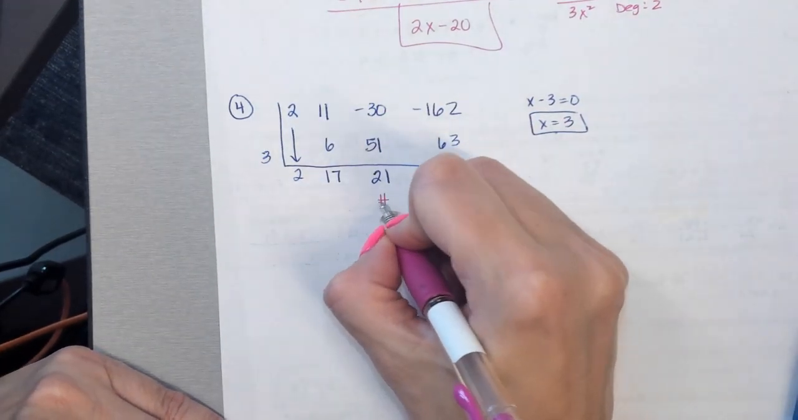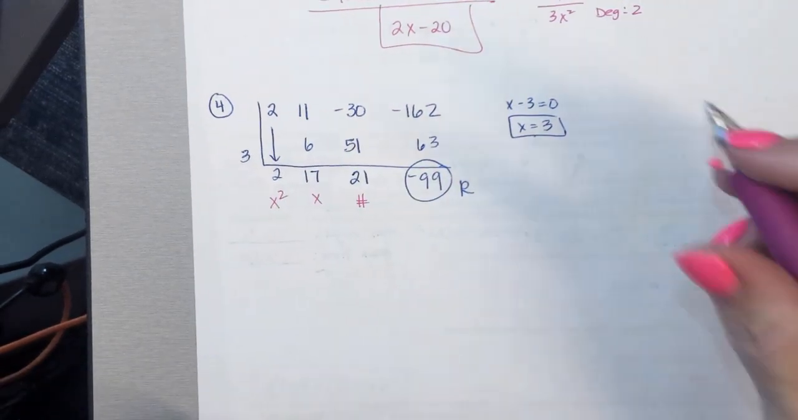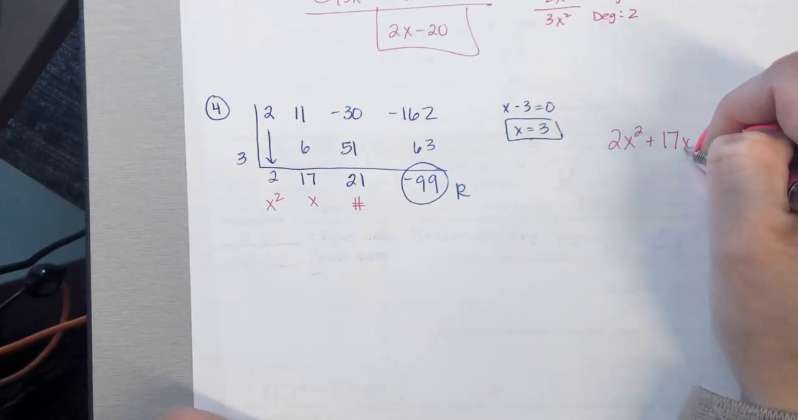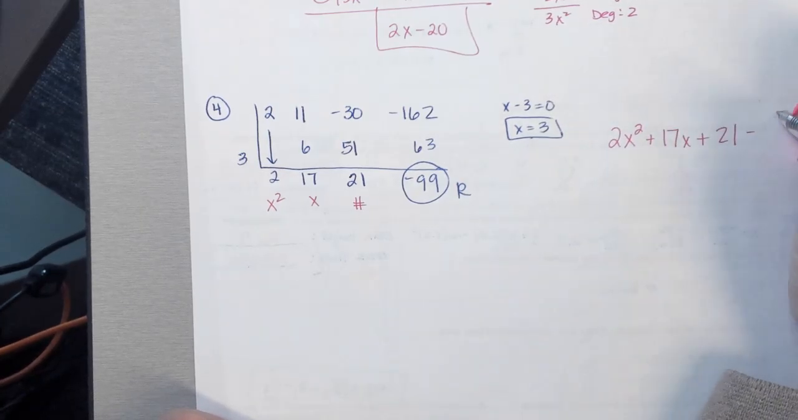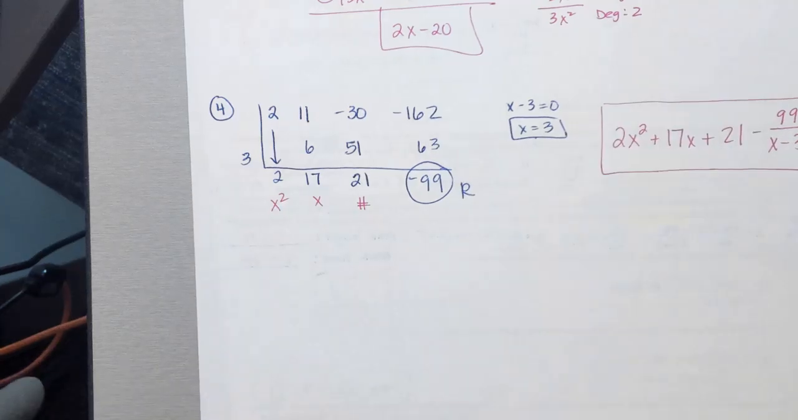This is the constant. This is your x coefficient. This is your x squared coefficient. So you have 2x squared plus 17x plus 21 minus 99 over x minus 3. Okay, that is your alternate form.